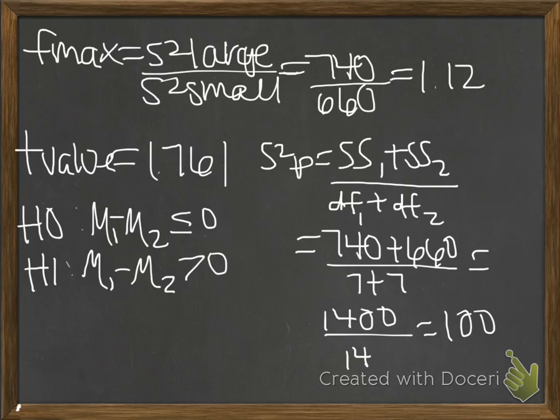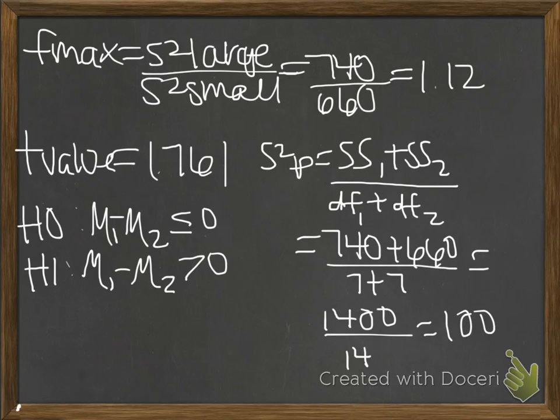So by looking at our Fmax here, which is 1.12, we can see that it is very close to 1, which means that our data does have homogeneous variance, so things are similar so far.